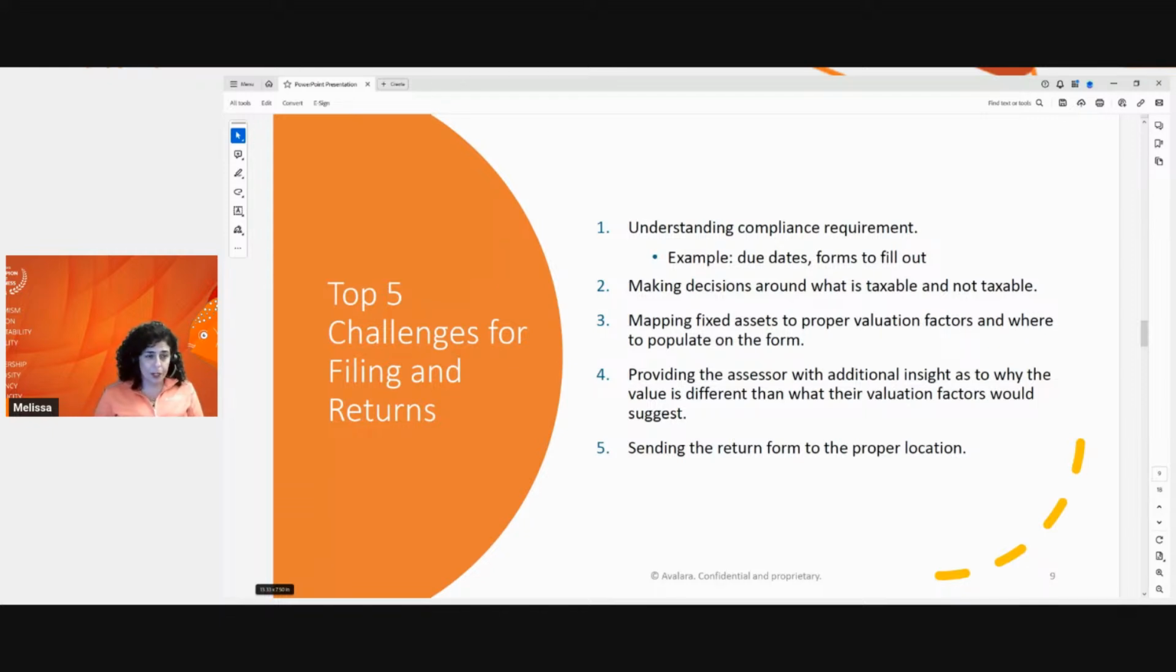So again, jumping back to COVID, obviously lots of people weren't in the office. There were a lot of requests for exemptions or reductions on real estate values because it was empty property. They weren't assets that were being utilized.